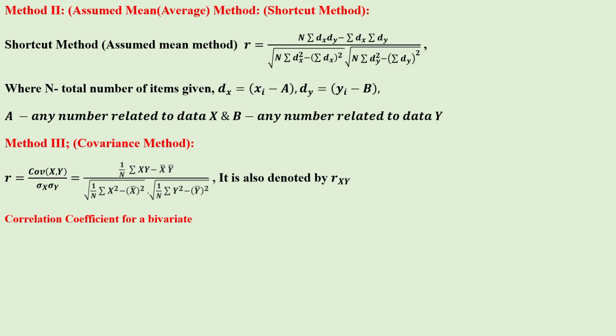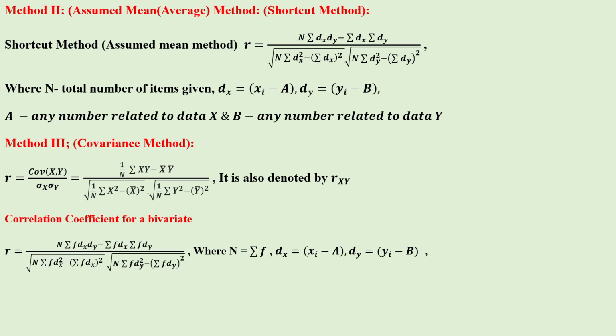Now for the bivariate case, two variables are given, x and y, f of x comma y. The function has the two variables f(x, y). In that case, we use this formula: r is equal to n into sigma f dx dy minus sigma f dx into sigma f dy, whole divided by root of n into sigma f dx square minus sigma f dx the whole square, into root of n into sigma f dy square minus sigma f dy the whole square. N, I already told you, is the summation of the frequencies.